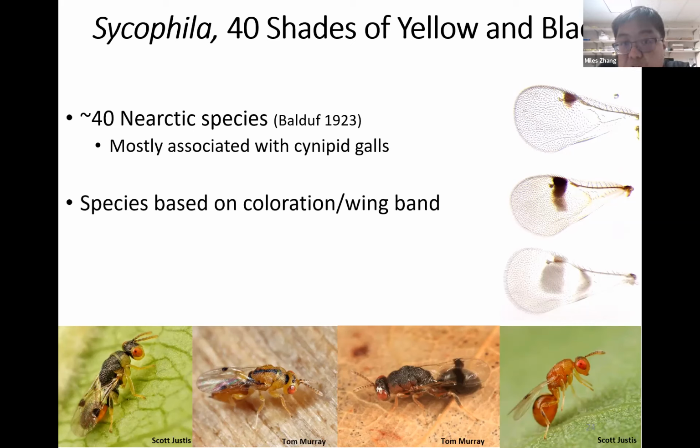The 40 species are largely distinguished based on these colorations and wing bands, right? So you can see in these photos, they seem pretty distinctive. Some are completely yellow, orange, some are black, some have a variation of the two, and the wing bands range between a little stigma to huge wing bands. And that's why I decided to work on them. I thought they were pretty.